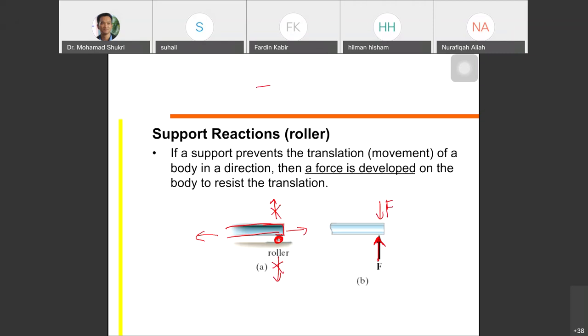For the bar, okay? You have roller here. So what's the force for here? So simply bar, you put the force here or here. Okay?